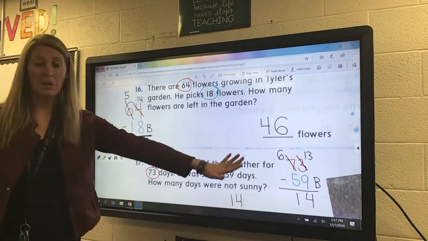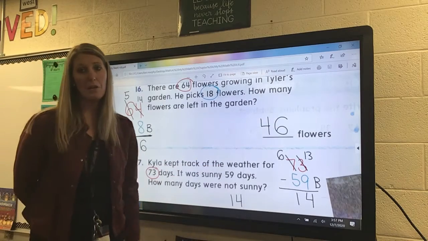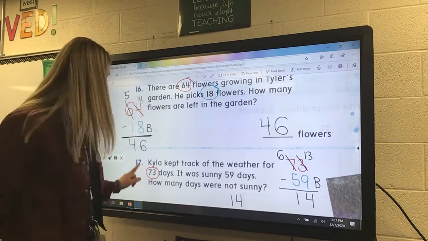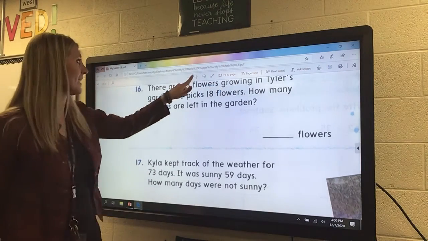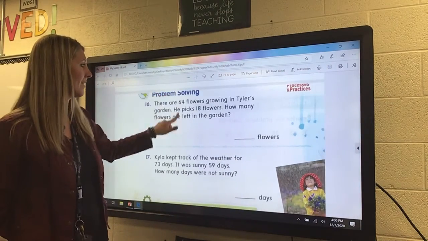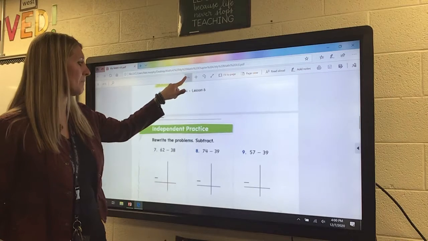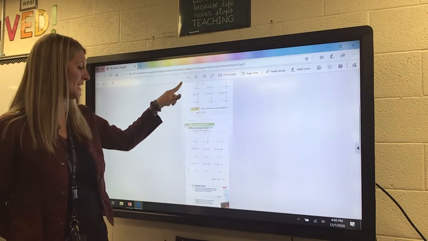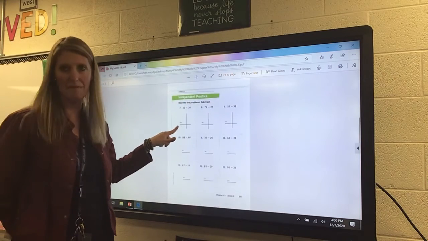Make sure you're showing me the work. Mrs. Murphy wants to see your work. I want to know that you're understanding how to subtract with borrowing. When you get done, your job is to go back and do that independent practice, which is on page 257.